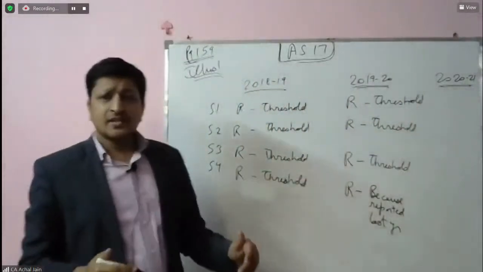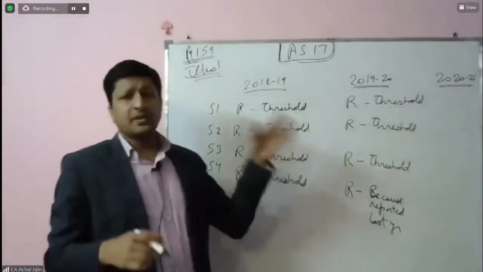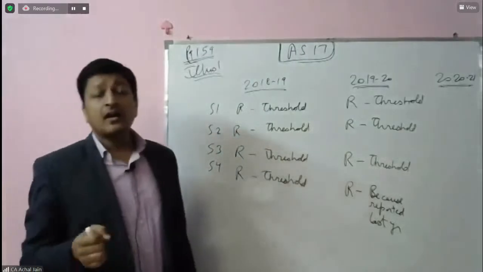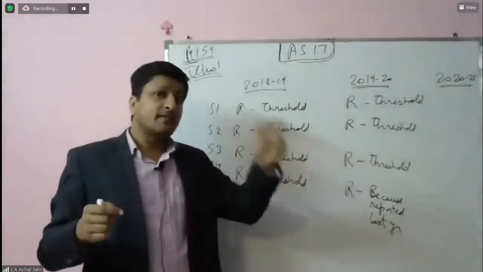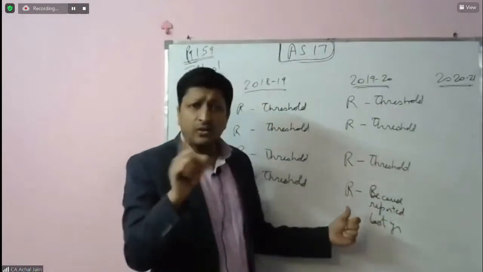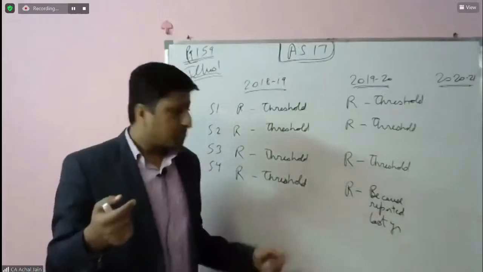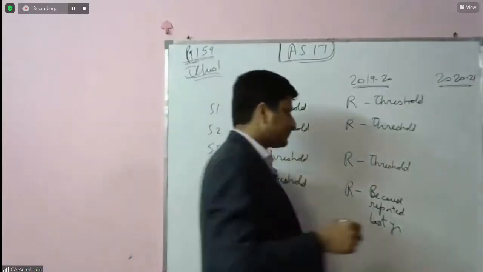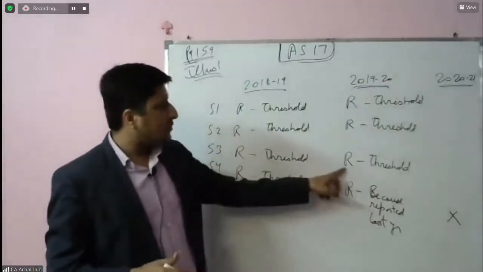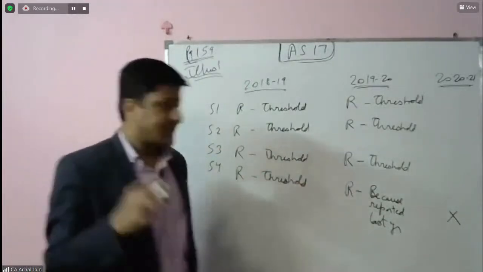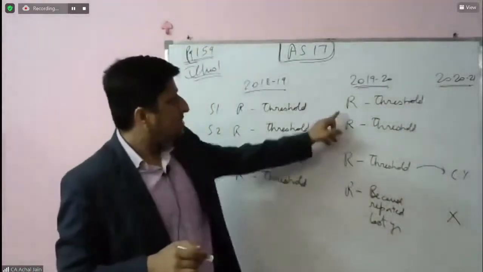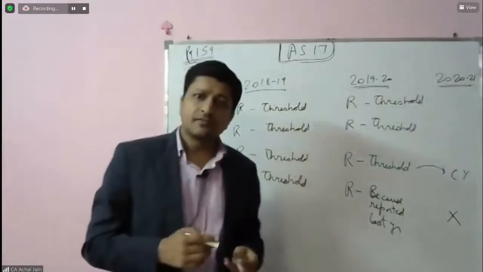Now, say in the next year, 2020-21, let's suppose S4 doesn't become reportable. Now, the standard says if the segment was reportable last year because it met threshold, only then it should continue to the current year. This segment did not become reportable because of threshold, but because of some other reason, so it will not continue. If, let's suppose in the next year, this also doesn't meet the threshold, will this be repeated? Yes. Why? Because of comparative year information. And these two, let's suppose, meet the criteria. Understood?